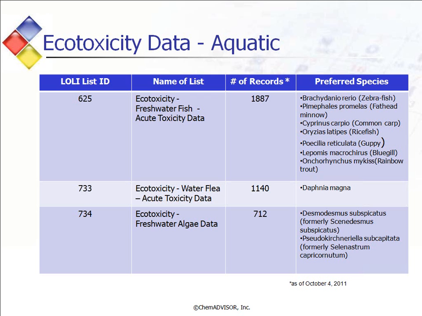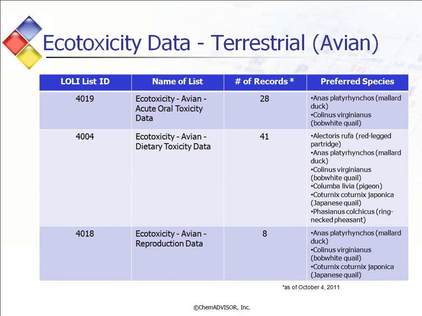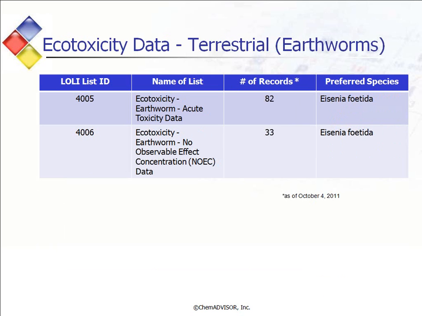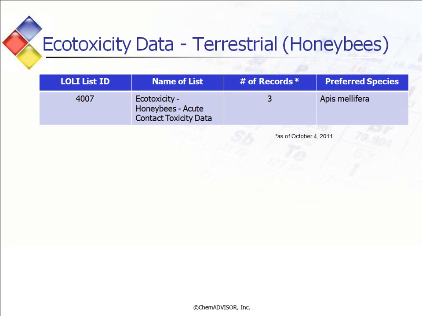Again, for both the tox and ecotox slides here, we have the total number of records as of October 2011. These lists are always growing as we continue to evaluate data. Again, this is publicly available data. We do not include manufacturer or vendor-specific data that is not available in a public forum. So here we have the earthworm data and honeybees.